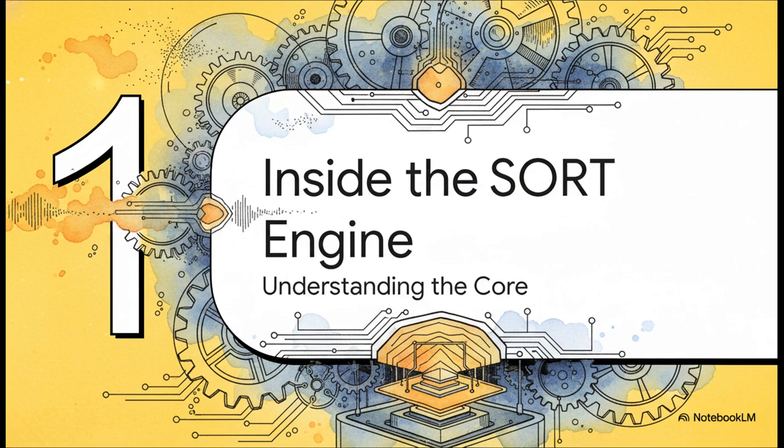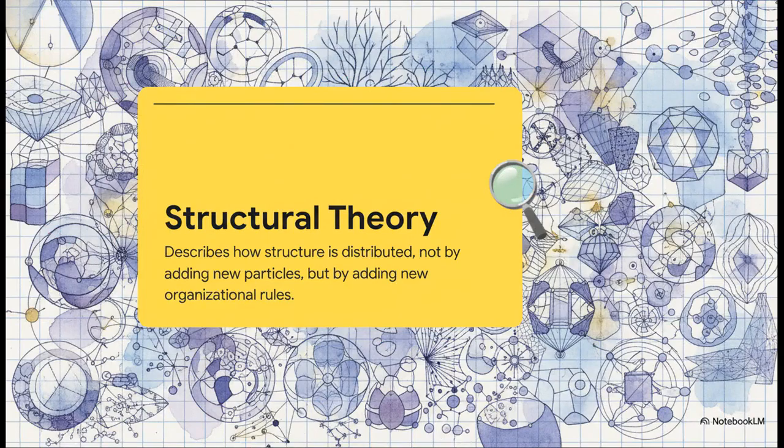Well, to get a handle on it, we've got to look under the hood at what SORT calls its invariant core. Now, this is a really crucial point. SORT isn't trying to throw out things like general relativity or the standard model. It's not that kind of theory. Instead, it's what's called a structural theory. It doesn't add new particles or forces. Think of it as a new layer of rules that just describes how information and structure get organized across all the different scales of the universe.